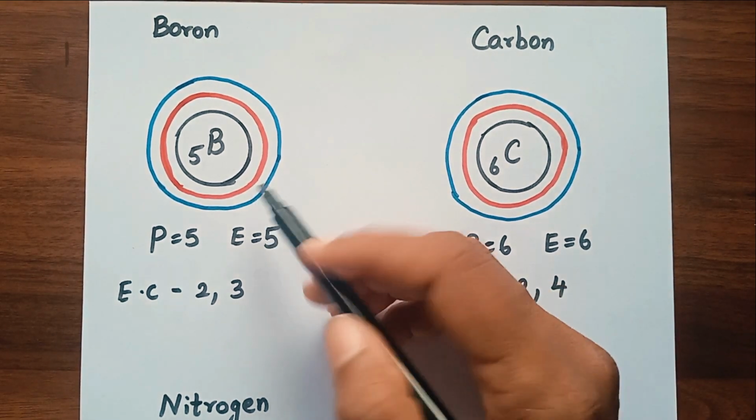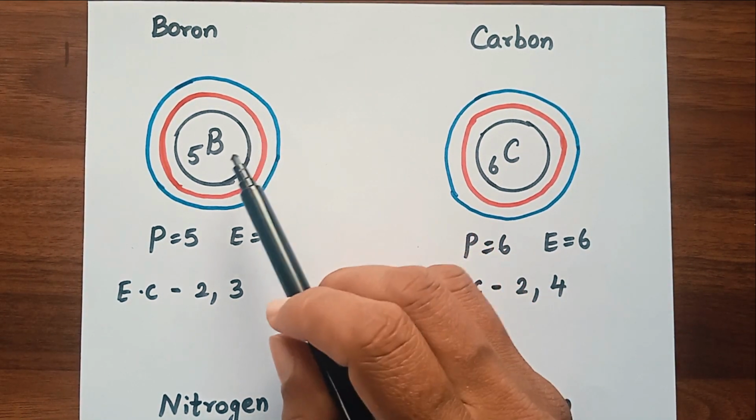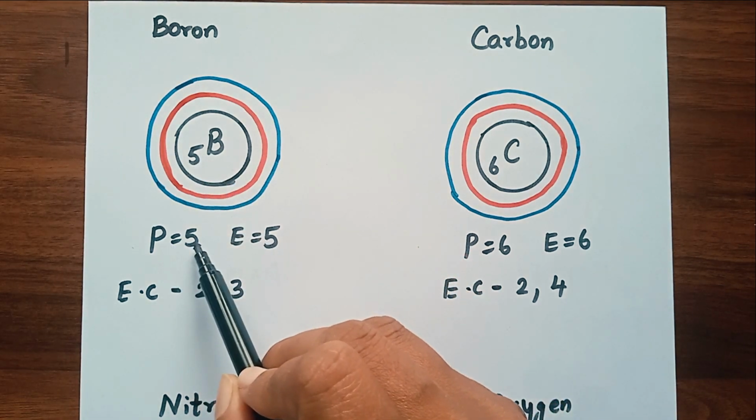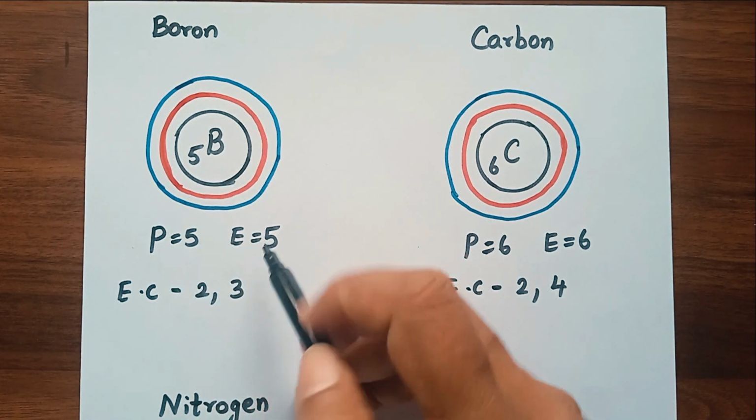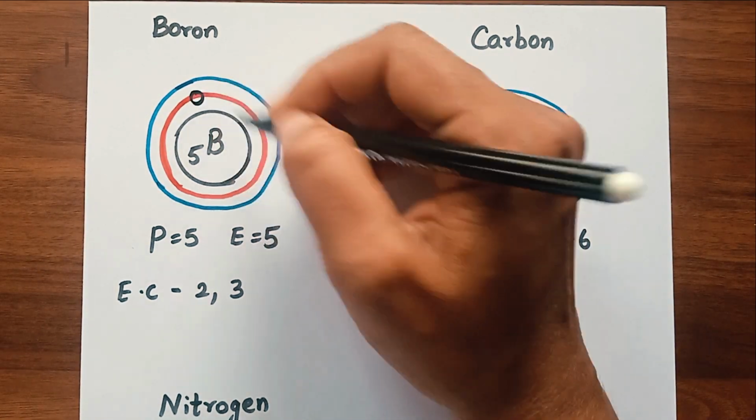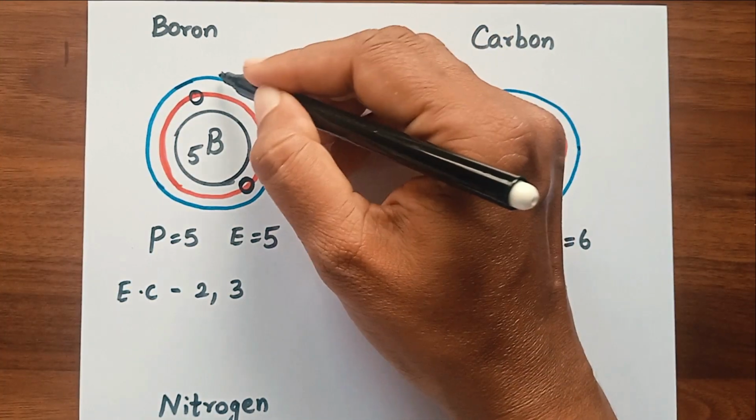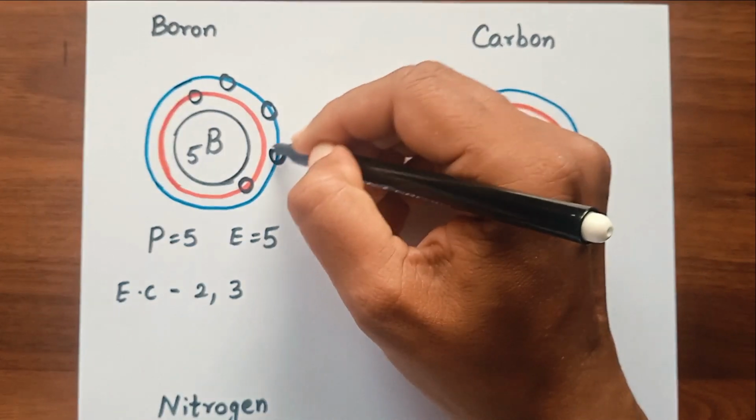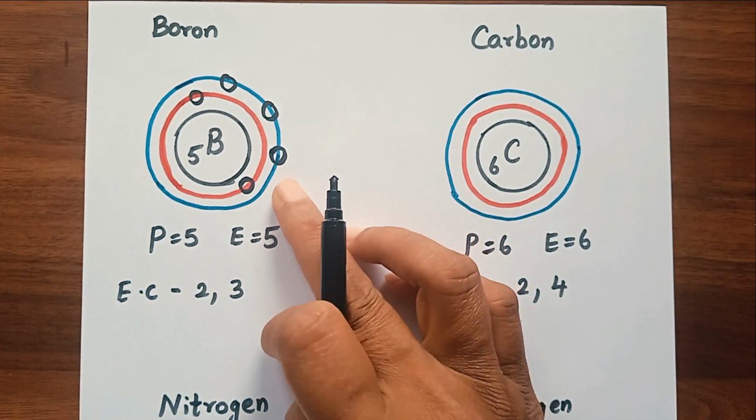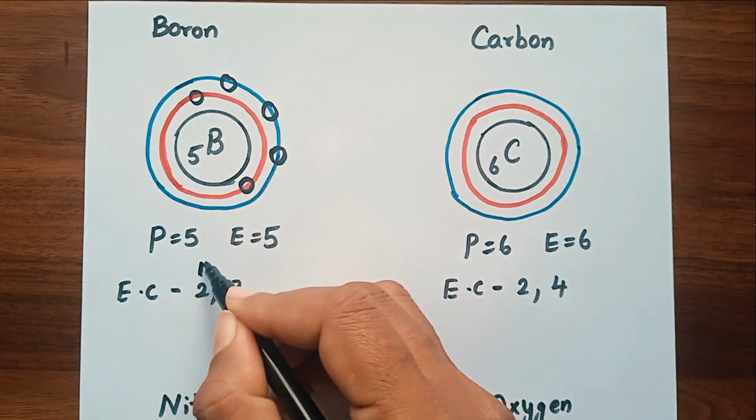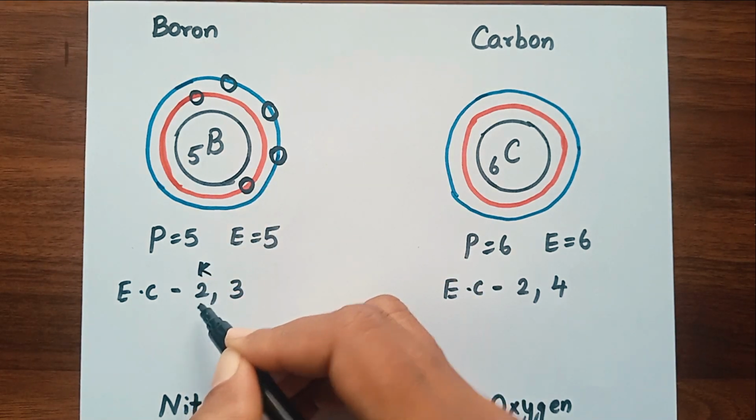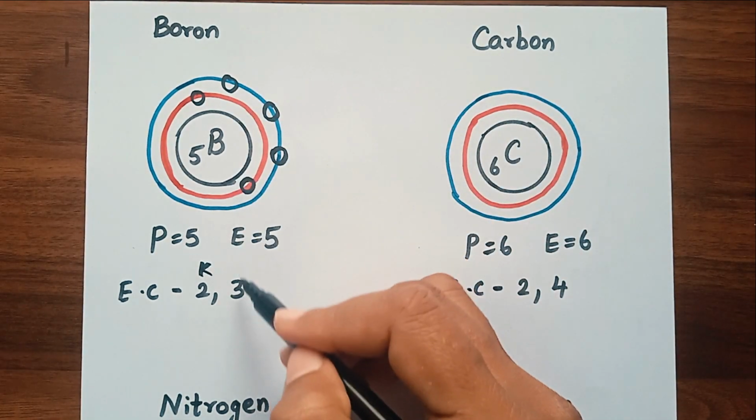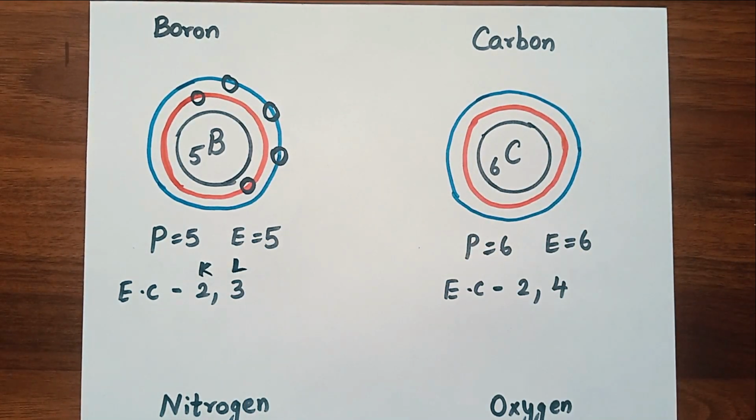Next element is boron. The atomic number of boron is 5, so the total number of protons is 5 and the total number of electrons is 5. We need to fill 5 electrons: the first shell takes 2 electrons and the remaining 3 go in the L shell. The K shell's 2 are already occupied, so I am going to the L shell and giving it the remaining 3 electrons.